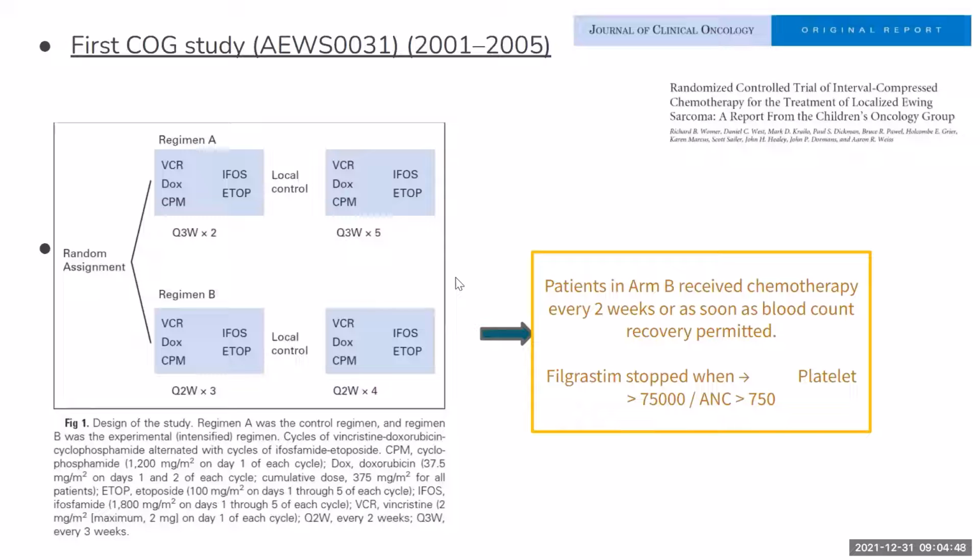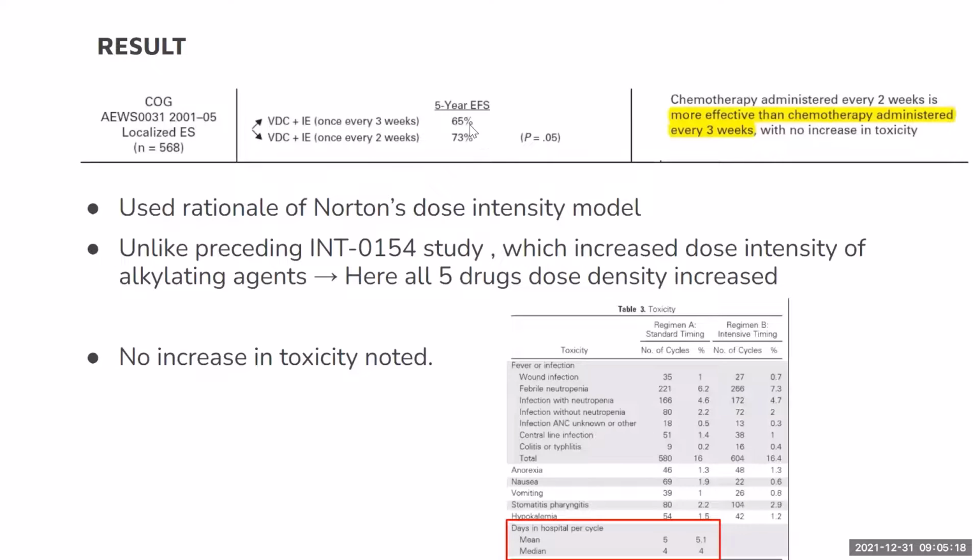So can reduction of the time period of giving the dose matter? Another COG study was done, which used 4 cycles of VCR, VAC, and ifosfamide-etoposide that we use now, but every 2 weeks, followed by local surgery, and then 4 more cycles of VAC and ifosfamide-etoposide every 2 weeks, and compared it to the conventional 3-weekly regimen. They found that with giving it 2 weekly, the 5-year event-free survival increased from 65% to 73%. So this became the standard of care: giving the same dose but at increased frequency, every 2 weeks, is better than 3 weekly.